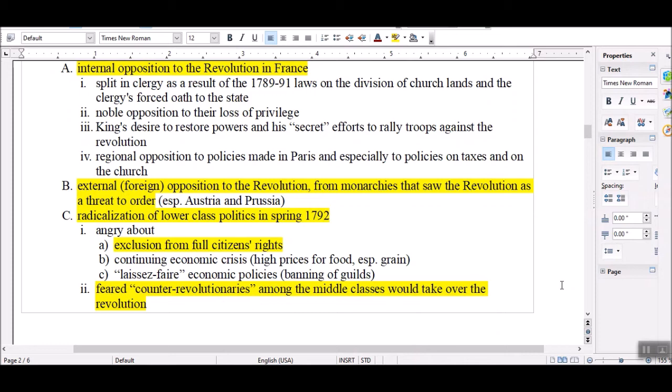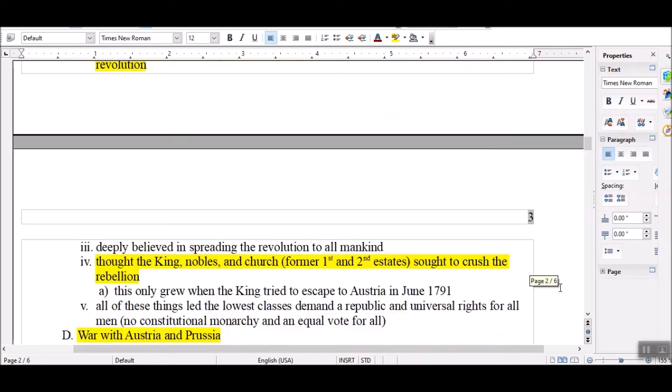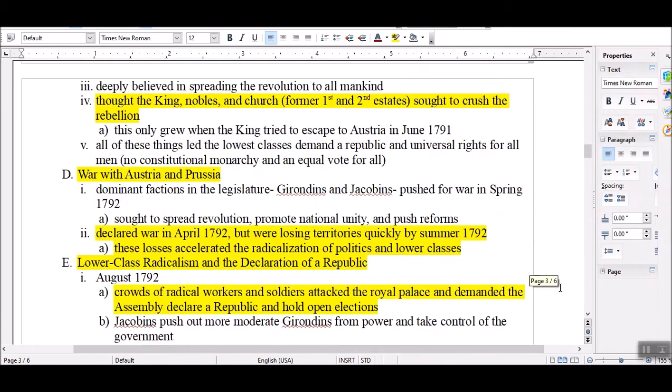In addition, there's a general fear of counter-revolutionaries, basically middle-class people who wanted to take over the revolution to make it their own thing and not something that supported the poor. And so the poor, this general fear is going to lead them to rise up against the middle class who led them before. They also are going to believe quite deeply in spreading the revolution to everyone. Everybody should be just as happy as we are while we sit and starve.